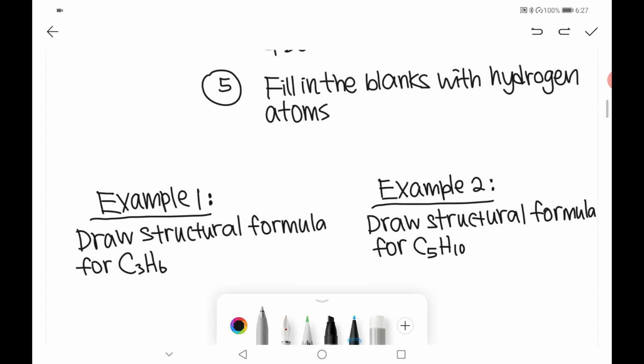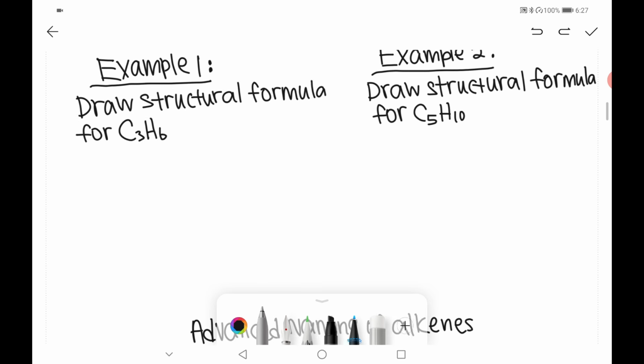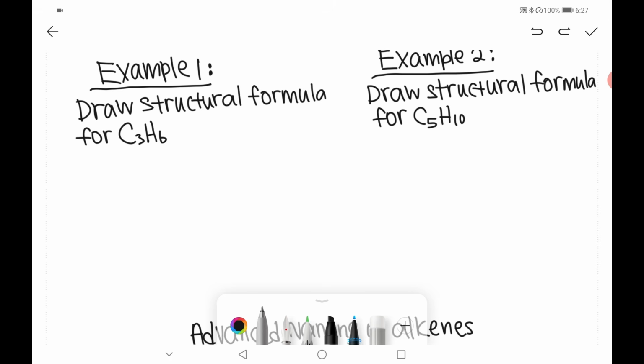Let me use examples to show you. I will use 2 examples for demonstration. So the first example is C3H6. As you can see, the numbers of carbon and hydrogen double. When the number doubles, now you know already this is alkene. When you see the number is doubling, you know it's alkene.